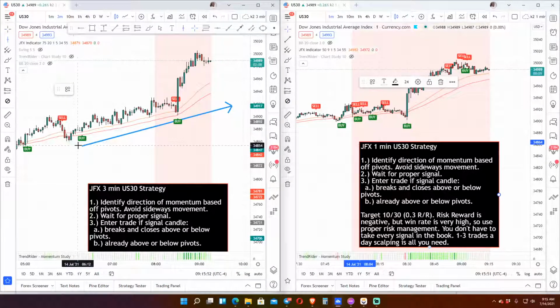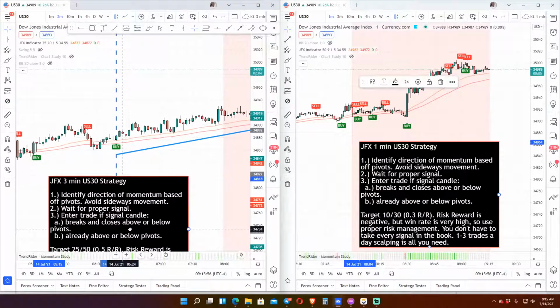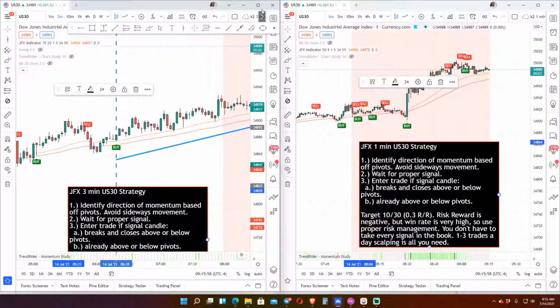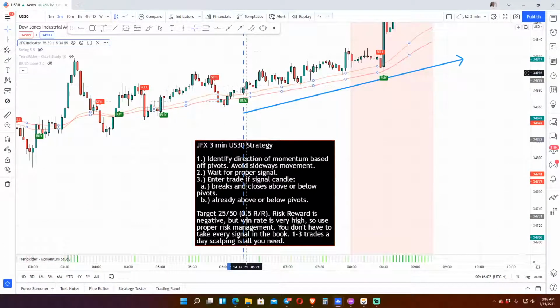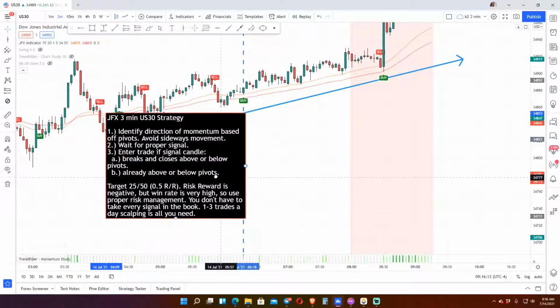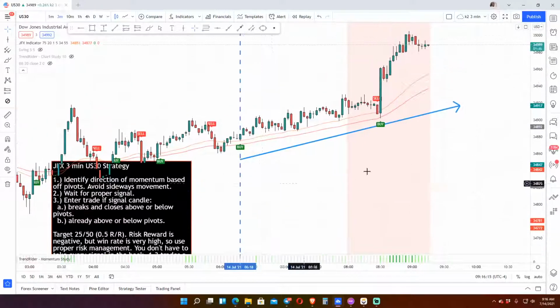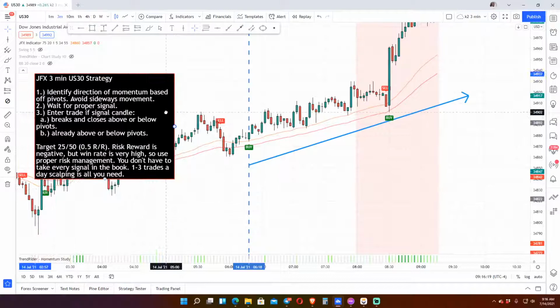let me go ahead and mark that for you. Let me actually maximize this for you. You see this candle right here with the buy. You can see that the candle closed above these 2 pivot lines with a buy signal. So basically this would be a good indication that we need to hop in the trade.